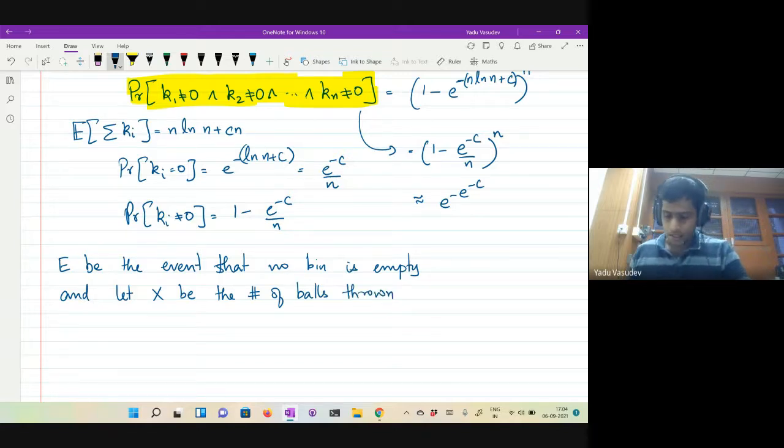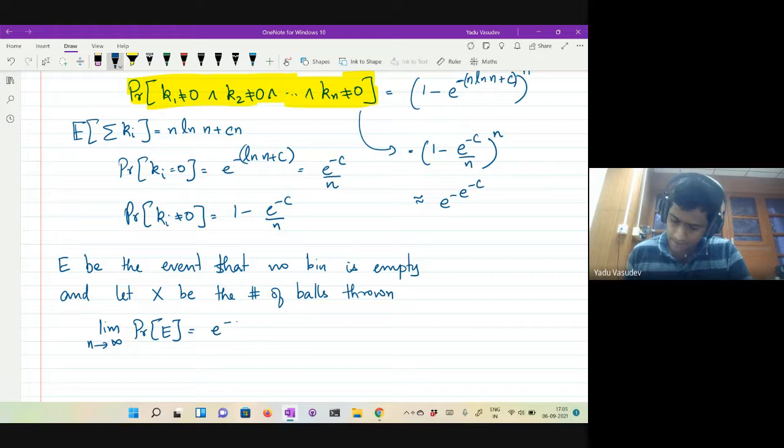What we have just proved is that the probability of E, in the limit, is e to the power minus e to the power minus c, right? So this quantity, 1 minus 1 over n to the n, in the limit is e to the minus 1. So in the limit, this probability is what we have computed, right? So far so good. Any questions?